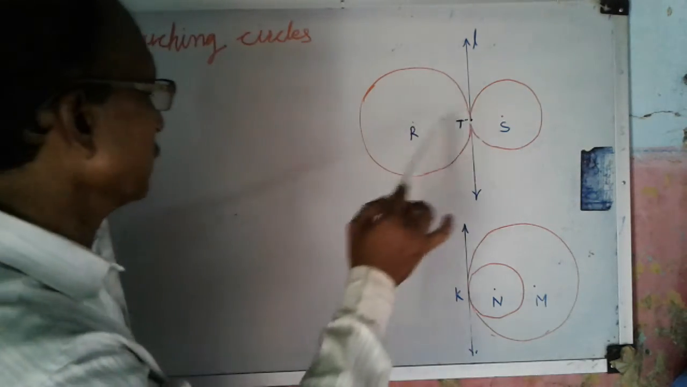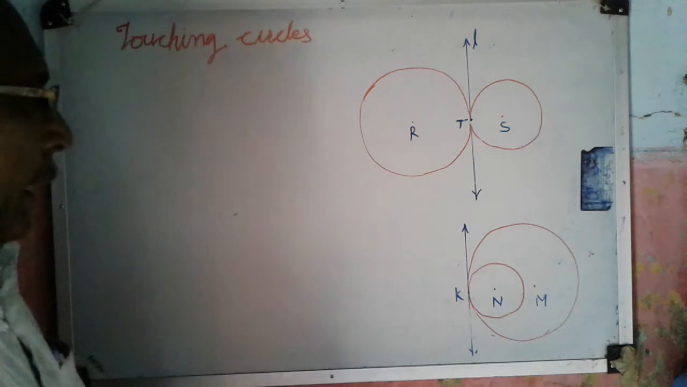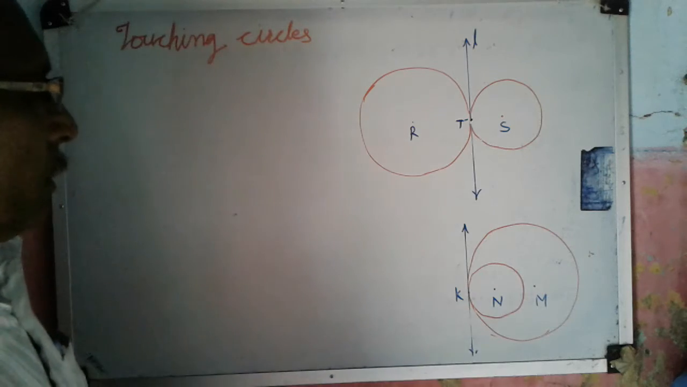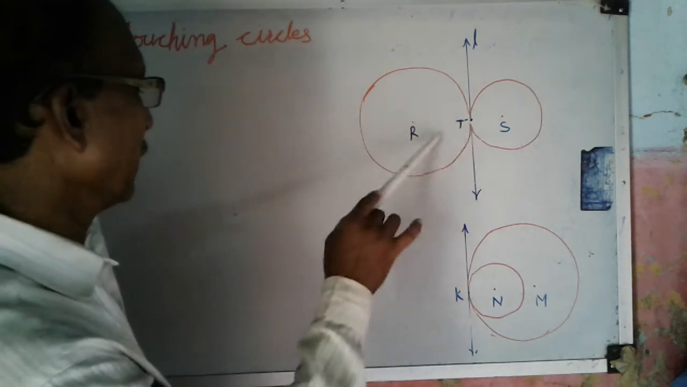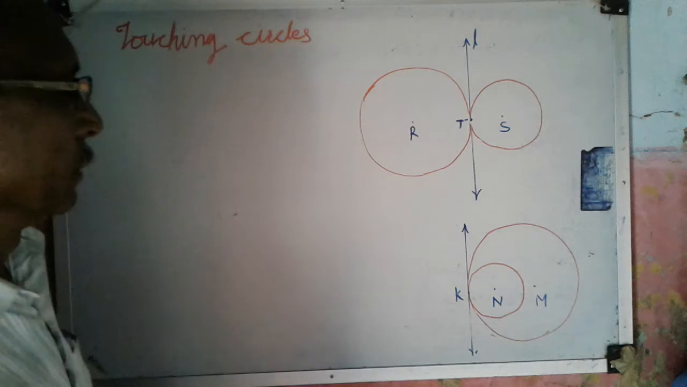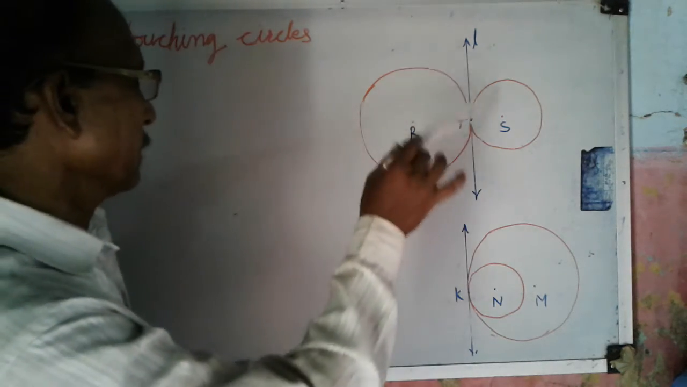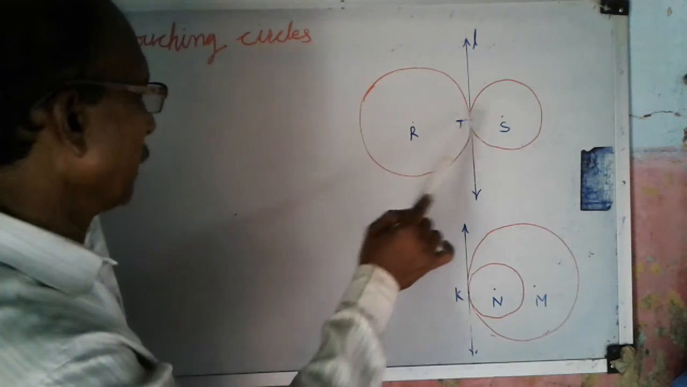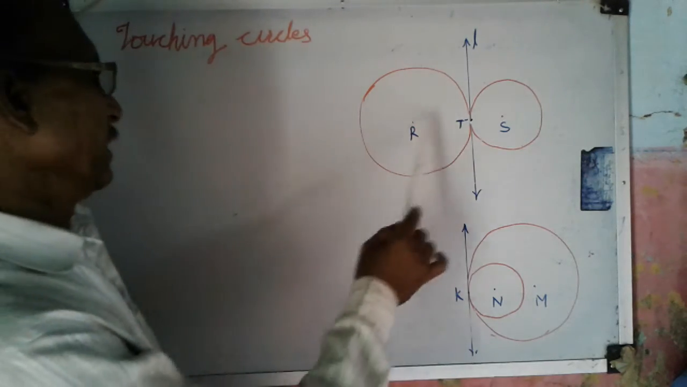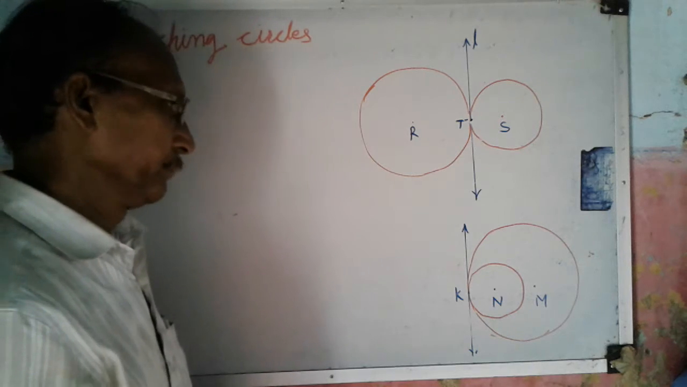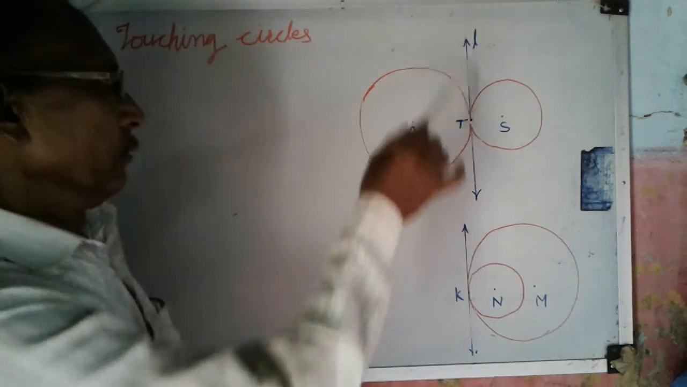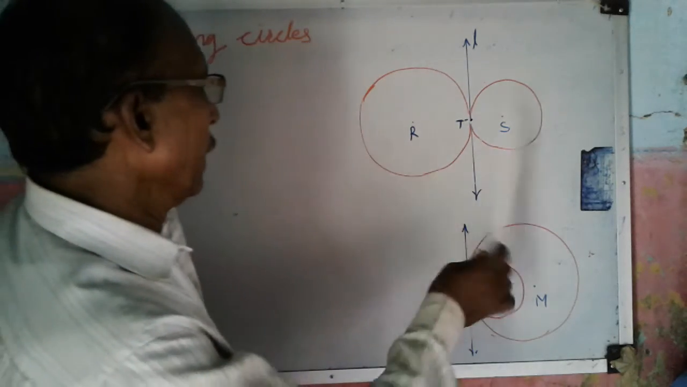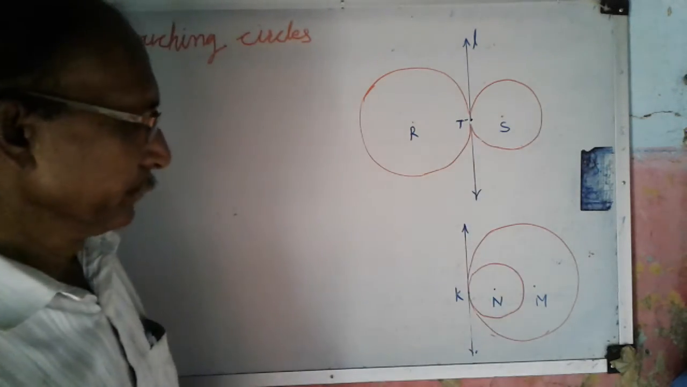This line is the common tangent to both the circles, and this point T is called the common point of the circles and the common touching point of circles and line. Now see here, these two circles are said to be externally touching circles. That means these circles are on either side of a line.